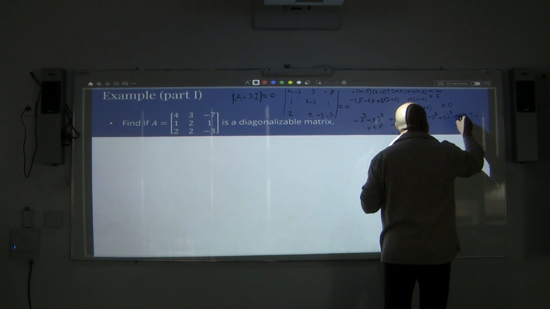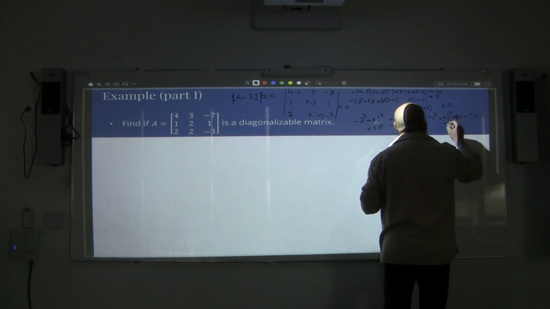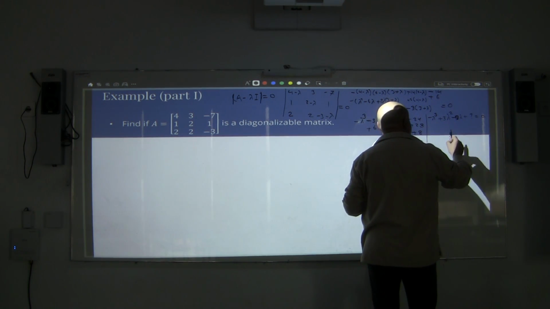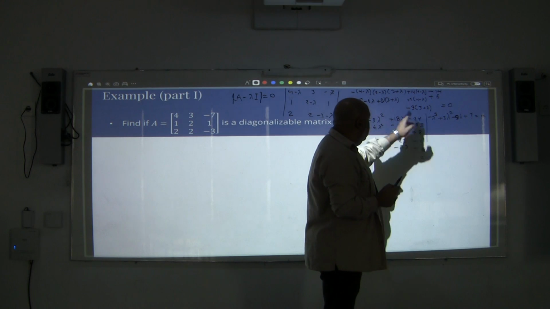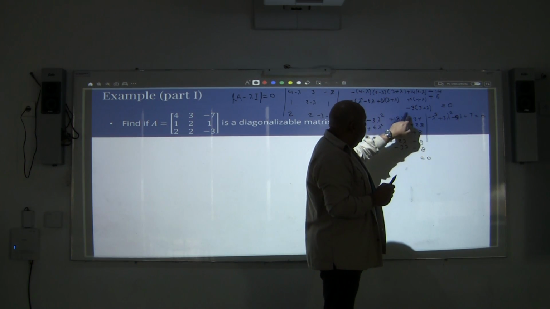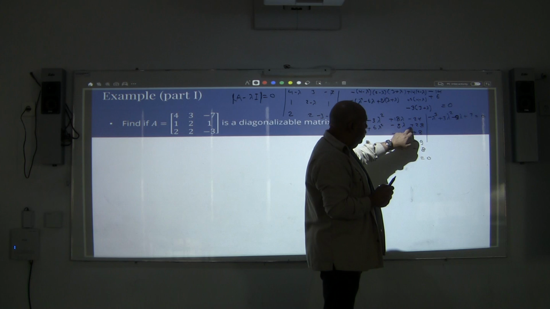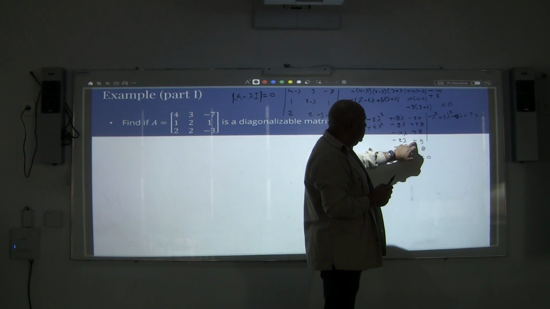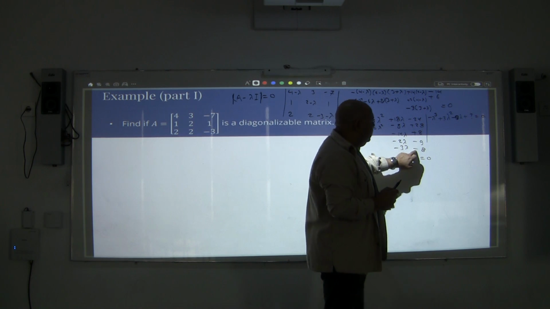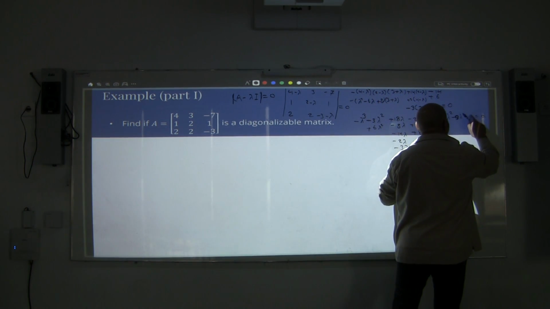Now I will try to solve this equation, which is negative lambda cubed plus 3 lambda squared minus 9 lambda plus the number in here. So getting all of these values, negative 24 plus 28 is going to be 4. 4 plus 8 is going to be 12. 12 minus 9 is going to be negative 3. Negative 3 plus negative 8 is going to come up to negative 11.